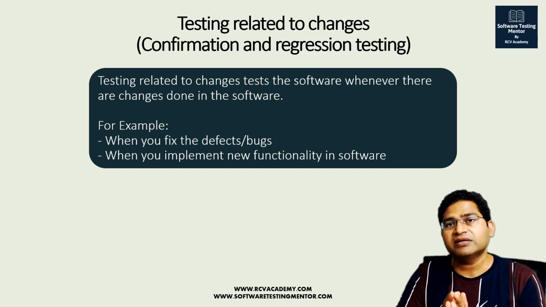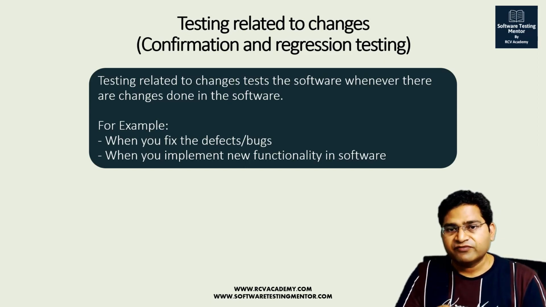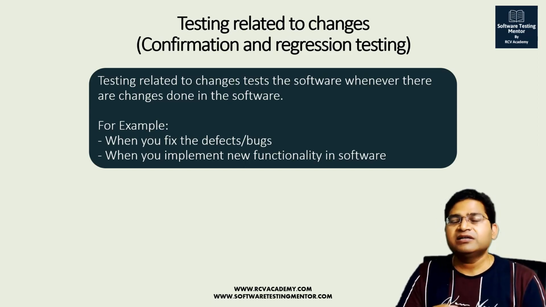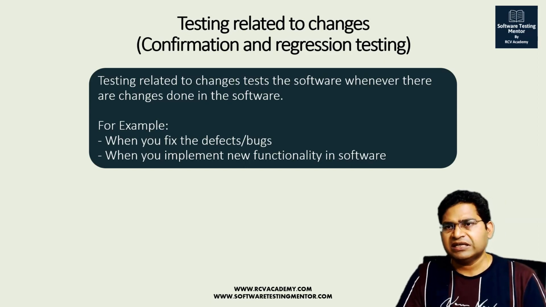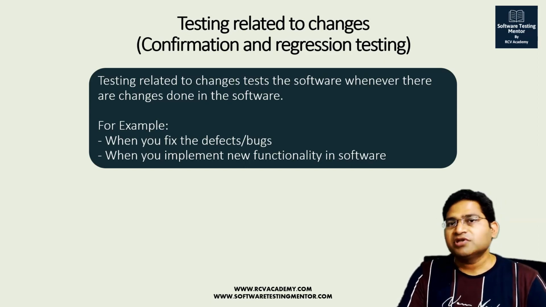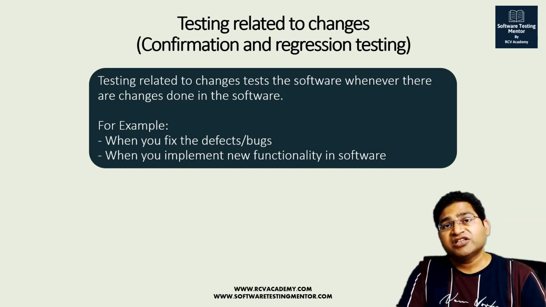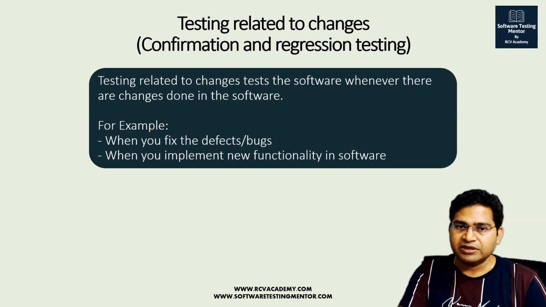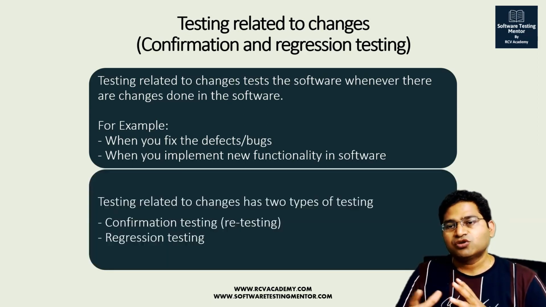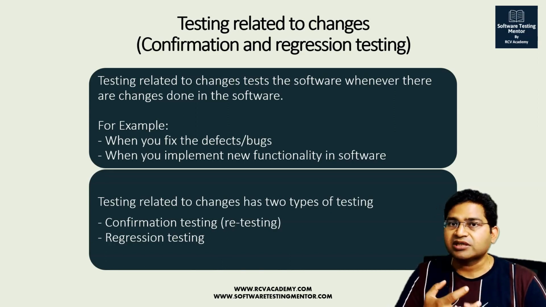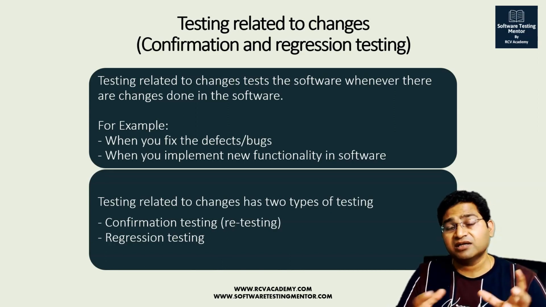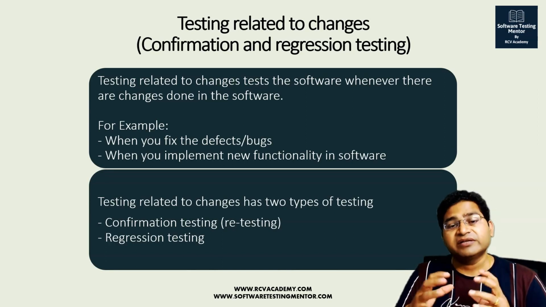So anything related to changes, whether it's a defect fix, implementation of new functionality, removal of any of the existing functionality, any change that happens into the software, if after that change you are doing any retesting or regression testing, that is what testing related to changes is. Okay, and testing related to changes has two types, which are retesting, which is confirmation testing as well. Retesting and confirmation testing are the same, and regression testing.